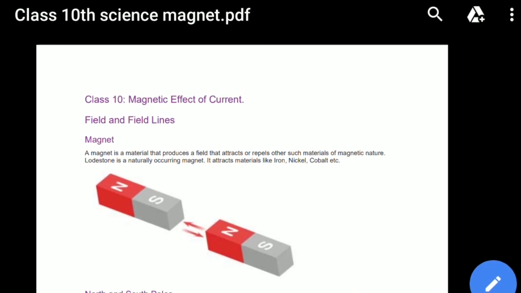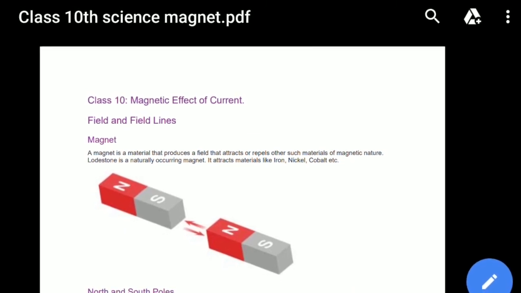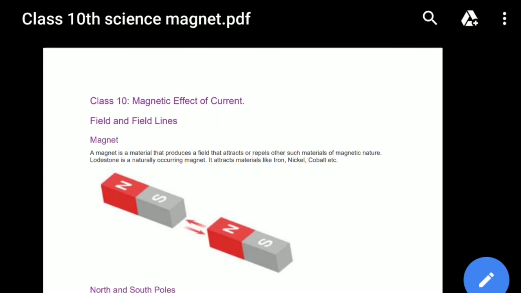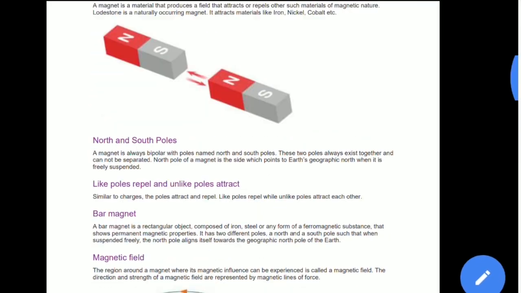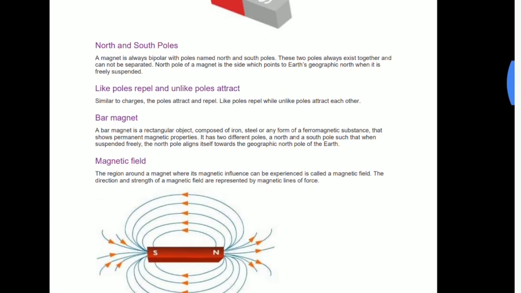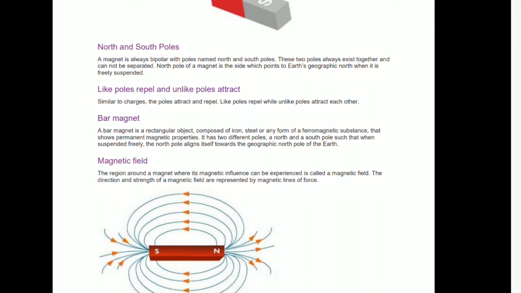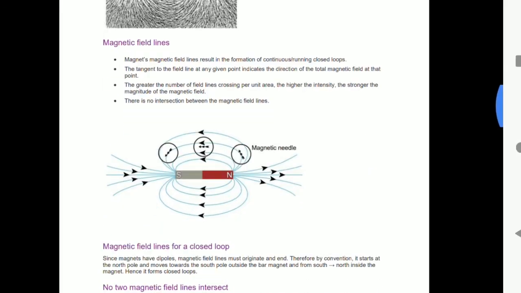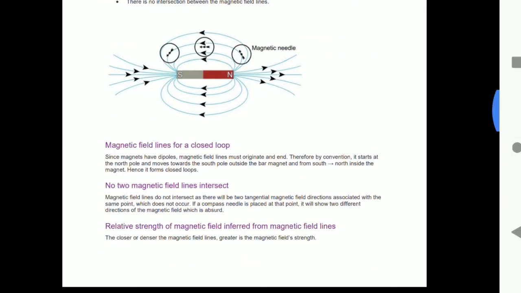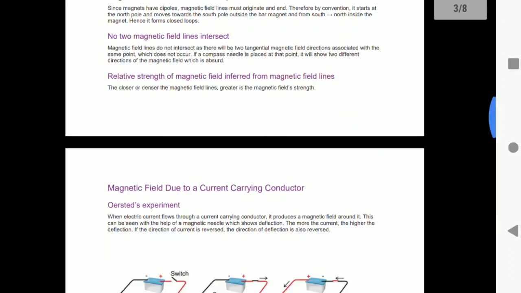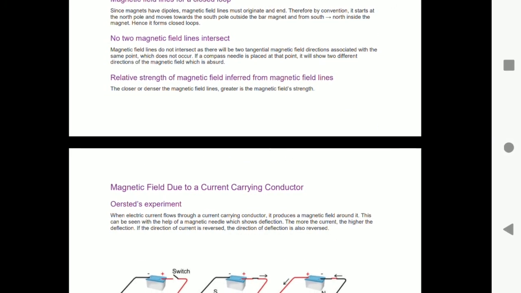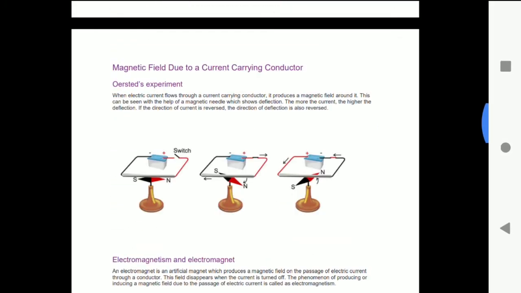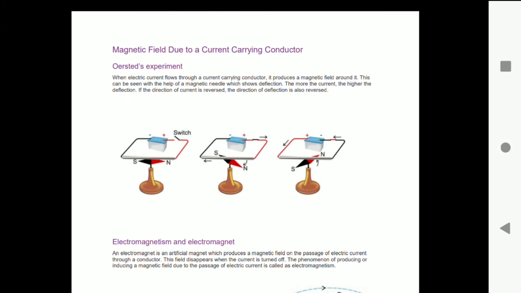In the previous module, we had seen what a magnet is, what the properties of a magnet are, magnetic field lines, and the properties of magnetic field lines. Today, I will explain Oersted's experiment.